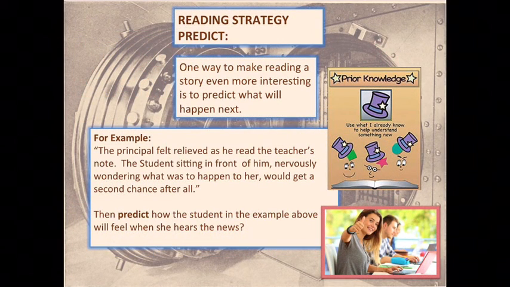And the reading skill is to predict. One way to make reading a story even more interesting is to predict what will happen next. When you predict, you combine information from the text with your prior knowledge to guess what might happen next. For example, remember the two sentences we read before? Then predict how the student in the example above will feel when she hears the news. Exactly, she will be happy.